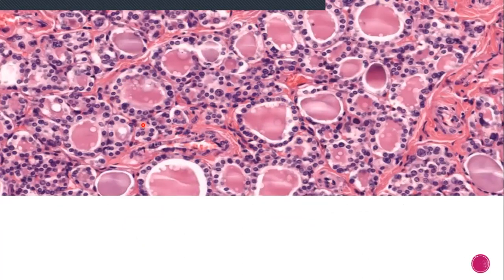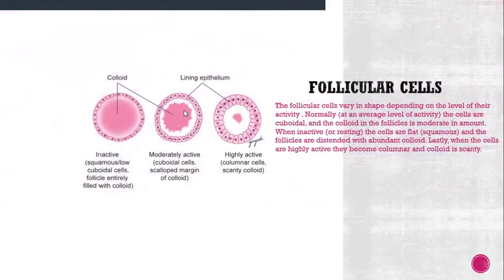These are your follicular cells. Now, these follicular cells usually vary in shape depending on their level of activity. Normally, or at an average level of activity, the cells are usually cuboidal, like this. This is moderately active, and the colloid in the follicles is moderate in amount. You can see they are cuboidal, and the amount of colloid here is moderate.